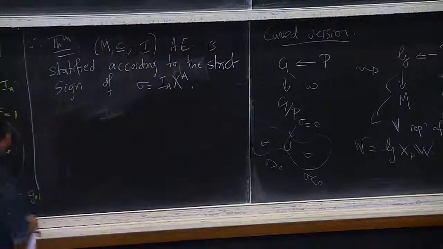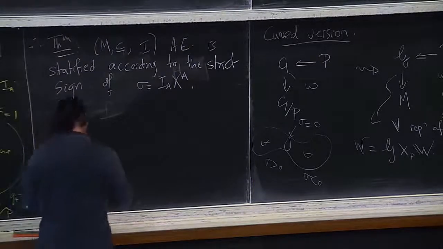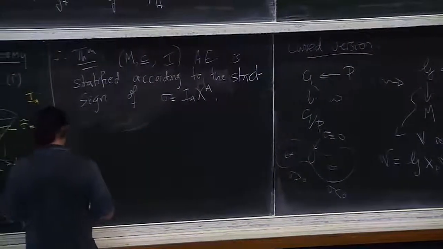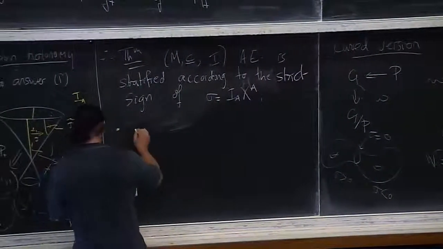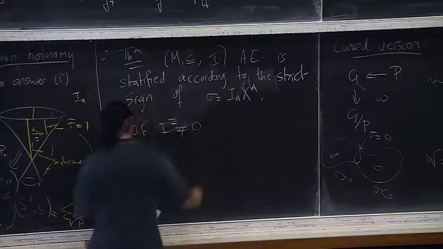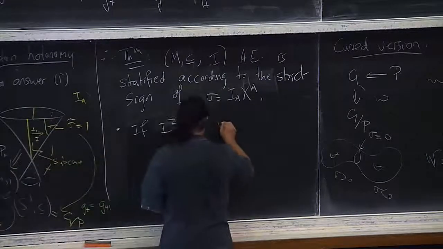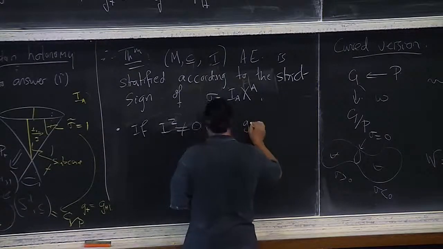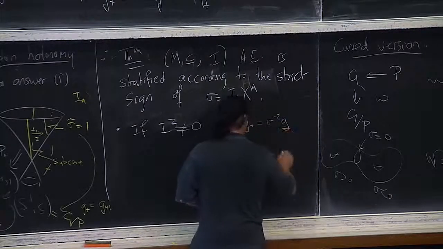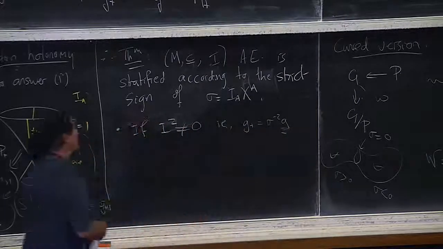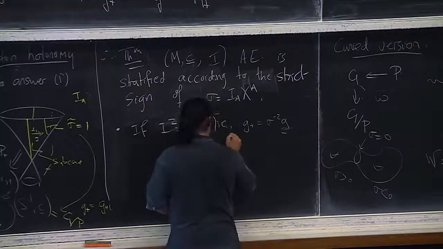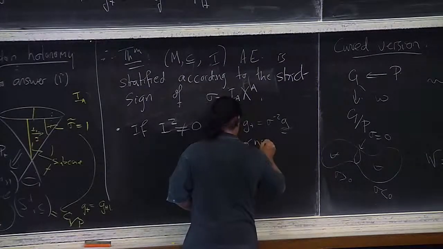A closed orbit, or a closed curved orbit. Okay, but I haven't finished this theorem. If I squared is not equal to 0, in other words, g plus, being sigma to the minus 2 times the conformal metric, where this is defined, it will be Einstein and non-Ricci flat.